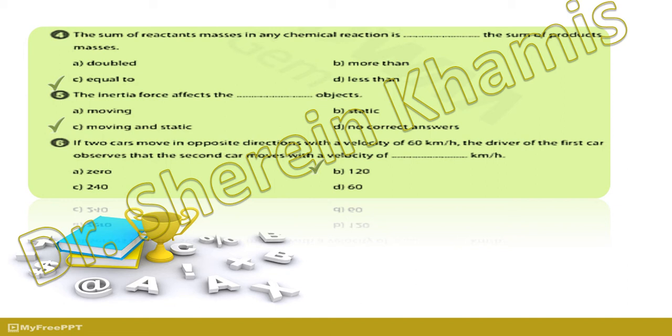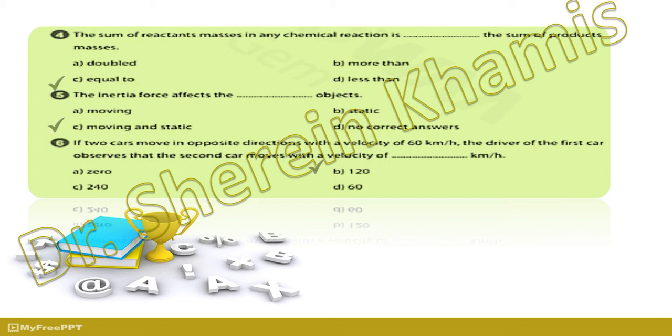120. Why? As you feel that it is coming in front of you, the first car observes that the second car moves with a velocity of 120 kilometer per hour, as you feel that it comes with a very high speed in front of you. You feel that it will rush at you or make an accident with a very high speed. As it is opposite in direction, it will double the velocity of the car. Okay, it's an easy question.